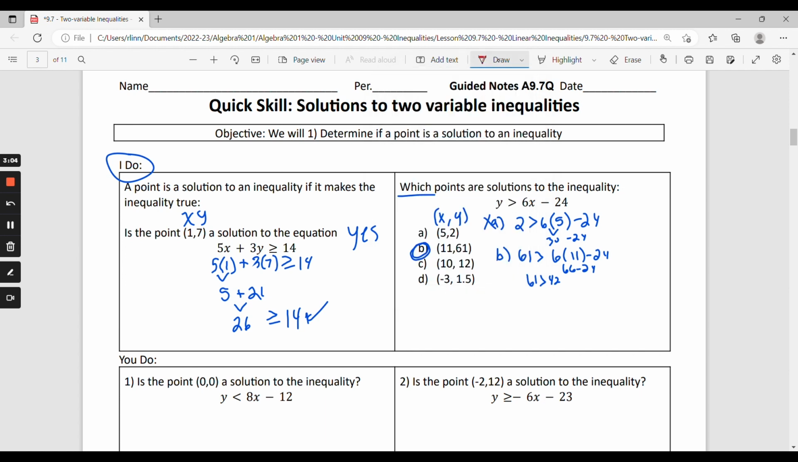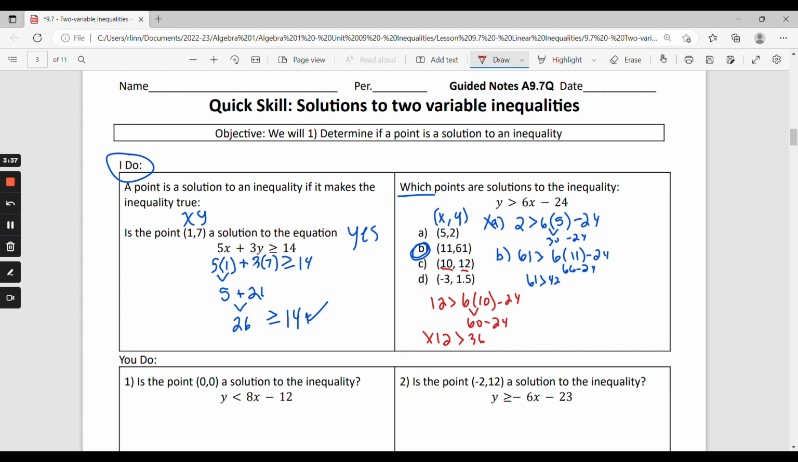We're going to go ahead and move on to C. In place of X, we're going to put 10. In place of Y, we're going to put 12. So we've got 12 is greater than 6 times 10 minus 24. 6 times 10 is 60. 60 minus 24 is going to give me 36. 12, is that greater than 36? That is not true. So once again, we're not going to select that one. And then we'll go ahead and try our last one.